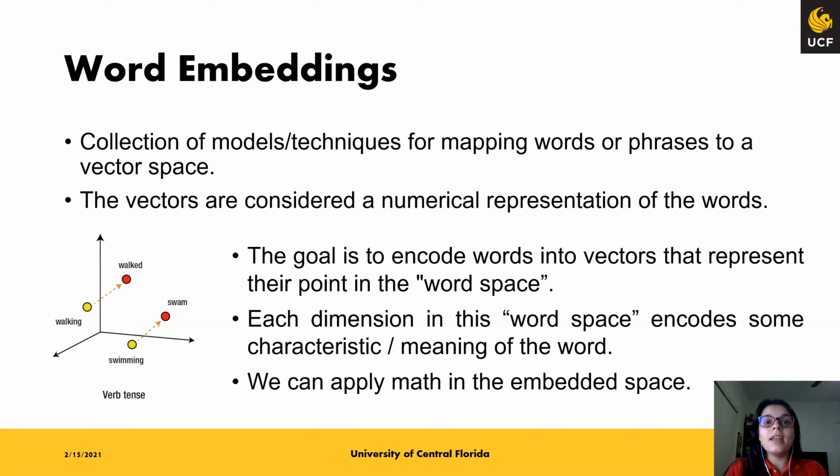And with that, we can find the distance between two words. We can find the distance between a word and one dimension. We can find similarity between words and in which verb tense a word is, for example. Each dimension in this word space encodes some characteristic or meaning of the word. For example, in our example, we have walking and walked, and one of the dimensions of this vector could be the verb tense.